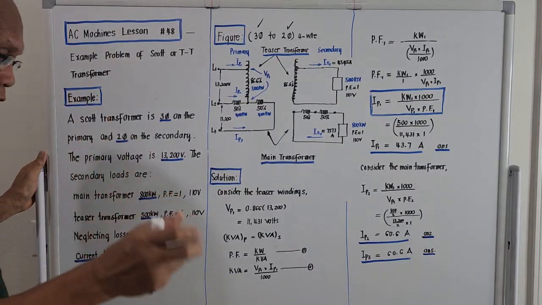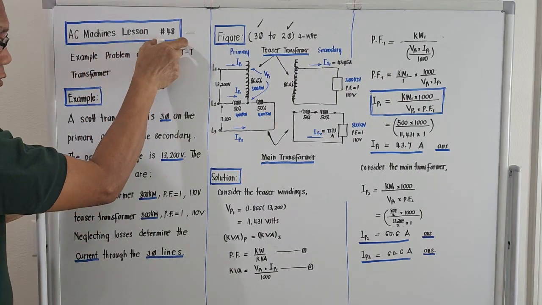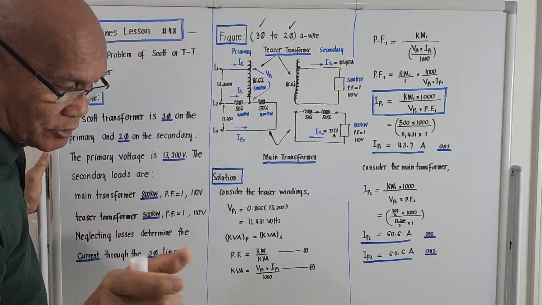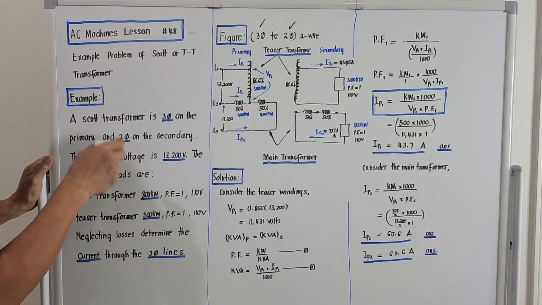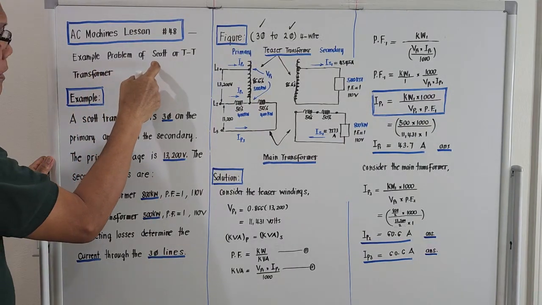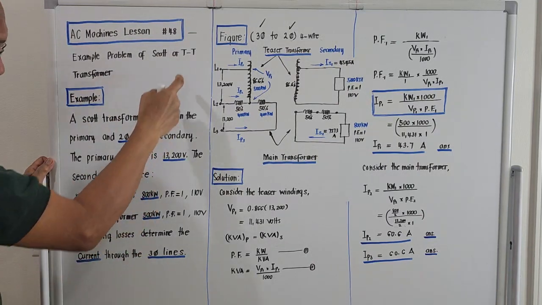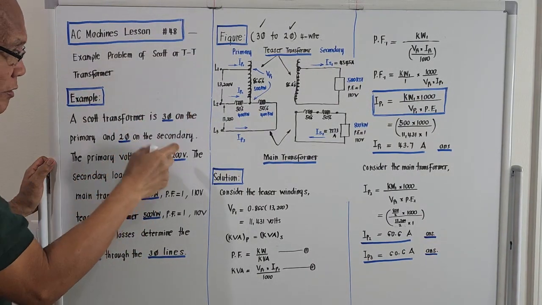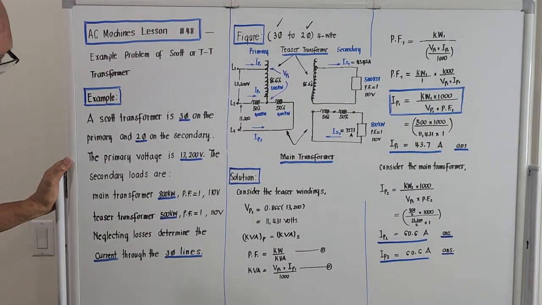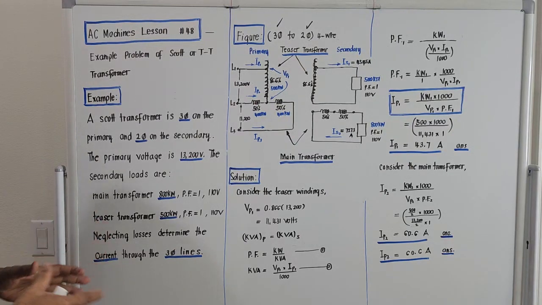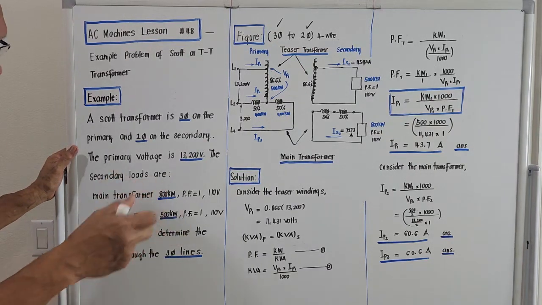The subject matter for this morning will be a very important one. The title is AC machines, lesson number 48. We are running smoothly, right? The title is example problem of a Scott or T-T transformer, meaning the connection is the configuration of letter T. I will give you an example problem so we can visualize how we compute current considering the connection to be Scott or T-T transformer.